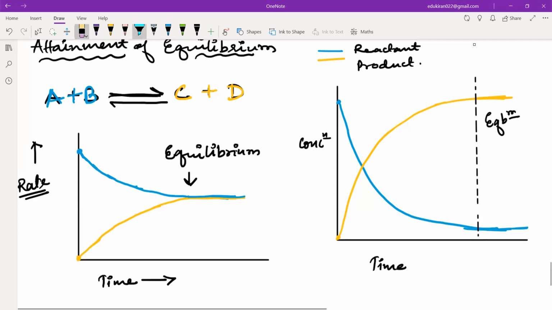Let me know if you're done writing these graphs. Done, sir. Done, all of you? No, sir. One second. Okay, fine. Yes, sir, done.